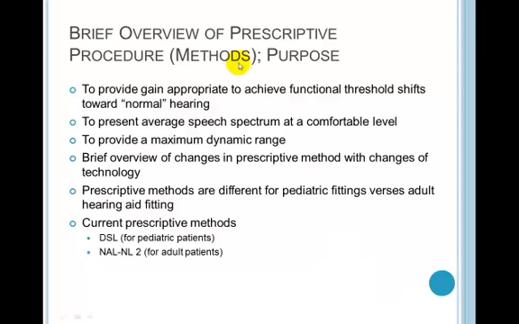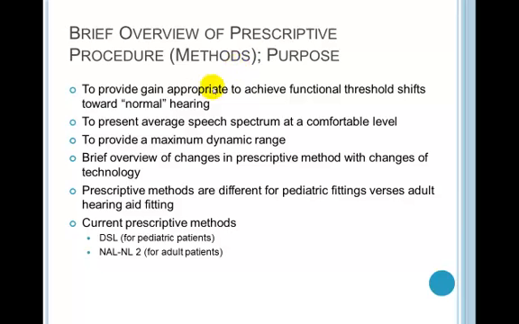We could, but I chose not to go through the whole history, and I think you're all going, phew, of different prescriptive methods over time. There's been many theories of how best to figure out how much gain should be applied or how much boost should be given in that hearing aid at each frequency.